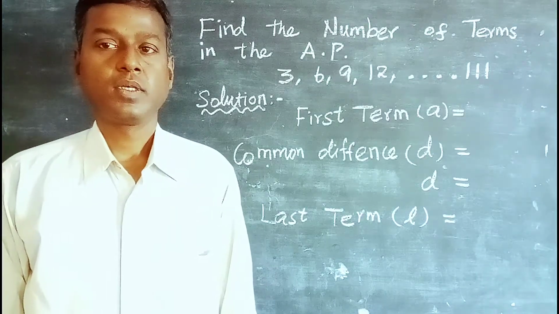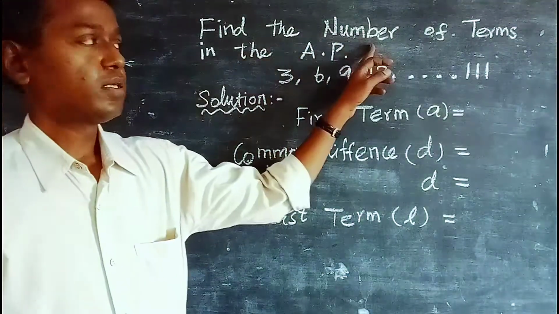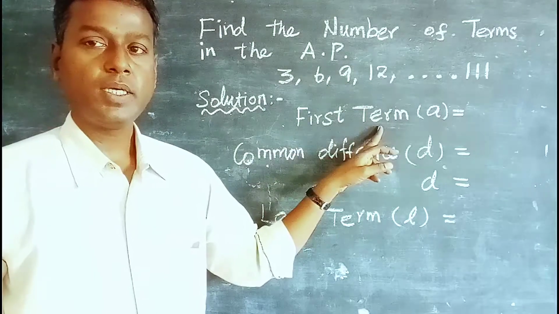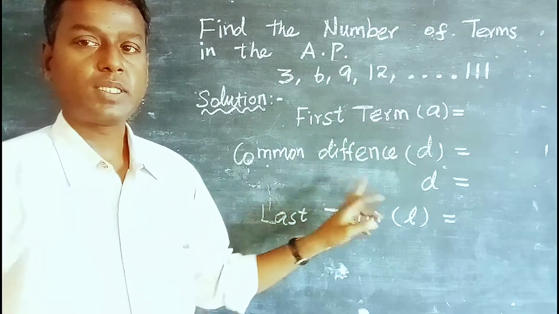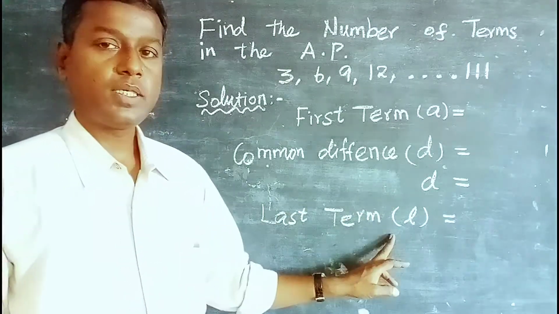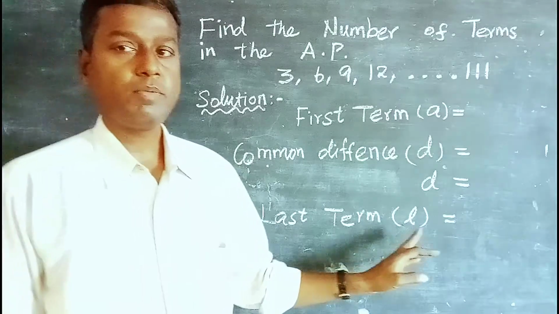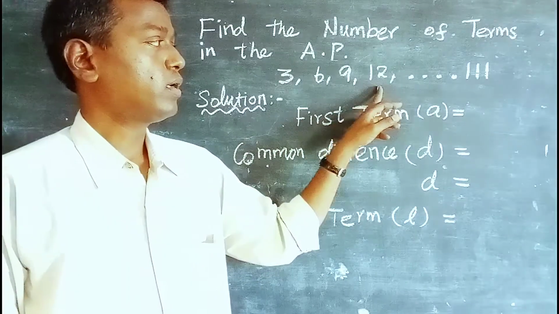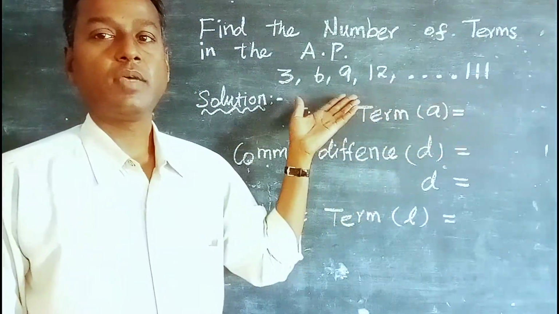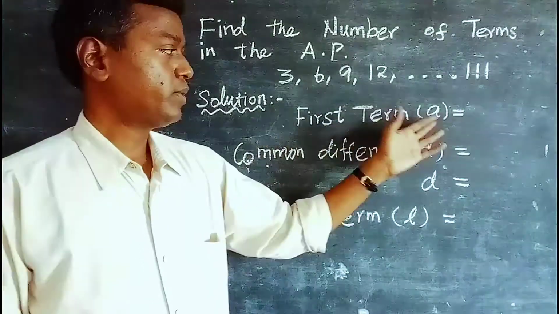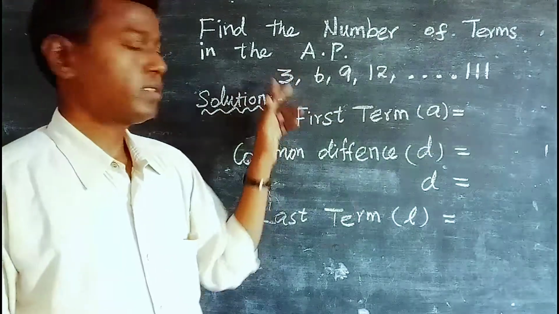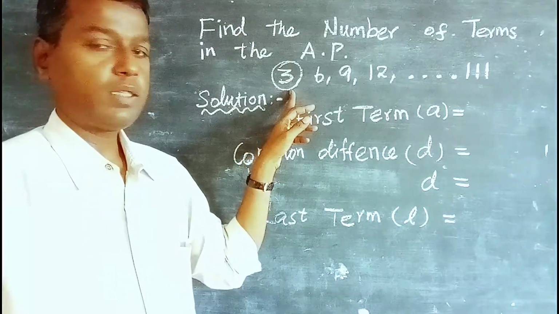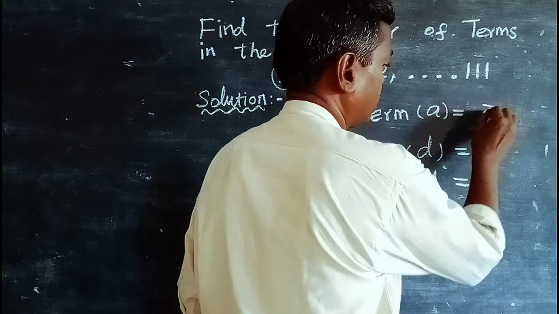Solution of the problem. First, to find the number of terms in the given AP, we have to find the first term, the common difference and the last term of the arithmetic progression. The given arithmetic progression is 3, 6, 9, 12, last term 111. The first term is denoted by A. 3 is the first term, so A equals 3.